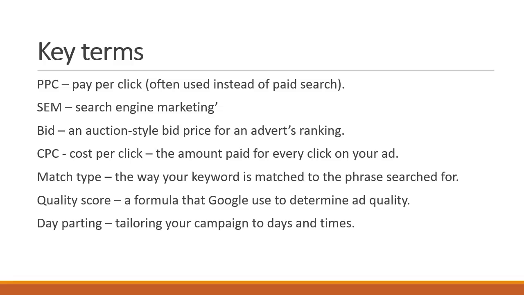Match type, that's how we choose how we want our keyword to be matched to the phrase searched for. Do we only want to show up under exact matches, or do we want to show up anytime one of the keywords is searched? Quality score, that's a formula from Google. So that determines where we rank also in addition to what we pay for. And day parting, tailoring our campaign to particular days and times.